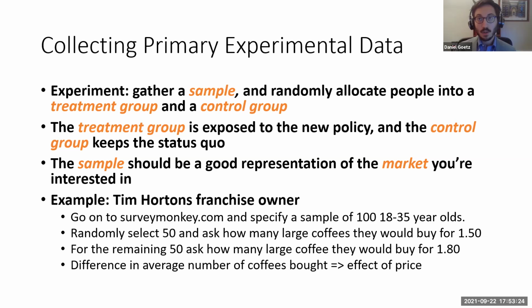For our question of the coffee shop owner, they had a causal question, right? If I raise prices, will people stop buying coffee? How much coffee will they stop buying? So you can gather data to answer this question. Here we'll use stated preference data by going to SurveyMonkey, buying a sample of 100 18 to 35-year-olds. For 50 of them, we'll ask, how many large coffees would you buy for $1.50? And for the other 50, we ask how many large coffees you would buy for $1.80. And we can see the difference in the average number of coffees. The ones that are more expensive, they'll buy less coffee. That's our effect of price, right? So we've run an experiment where we've gathered stated preference data. To gather revealed preference data, we would actually have to raise price, right?